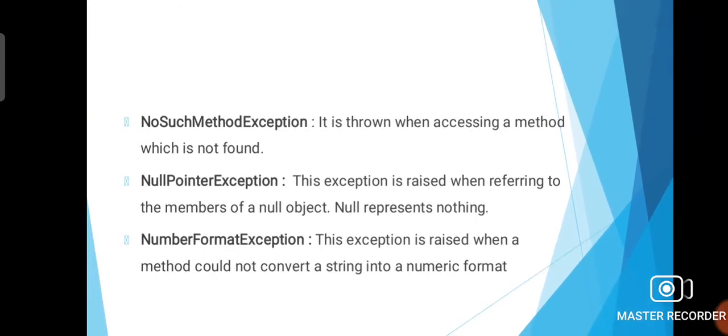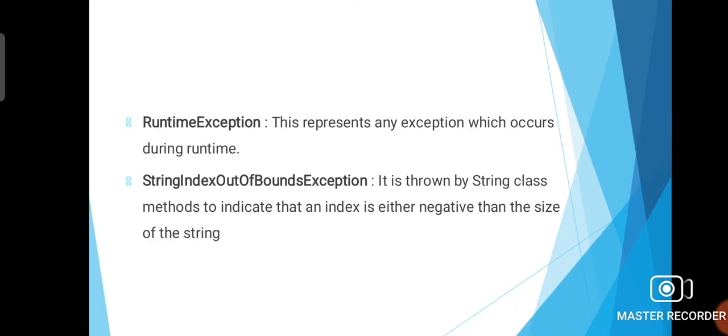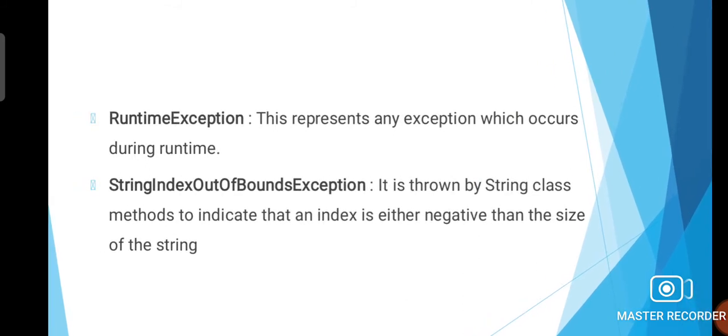NullPointerException. This exception is raised when referring to the members of a null object. NumberFormatException. This exception is raised when a method could not convert a string into number format. So this is the error situation happening during type conversion. If the string cannot be converted into numeric format, this exception will be helpful. RuntimeException. This represents any exception which occurs during the runtime.